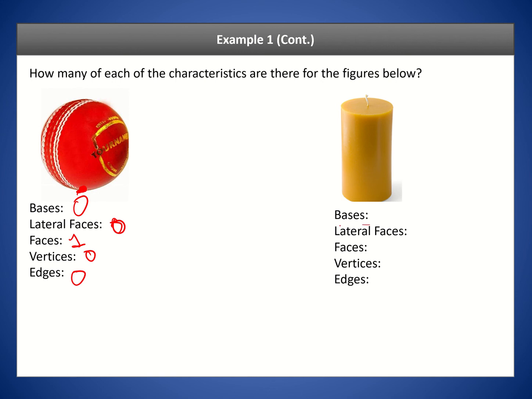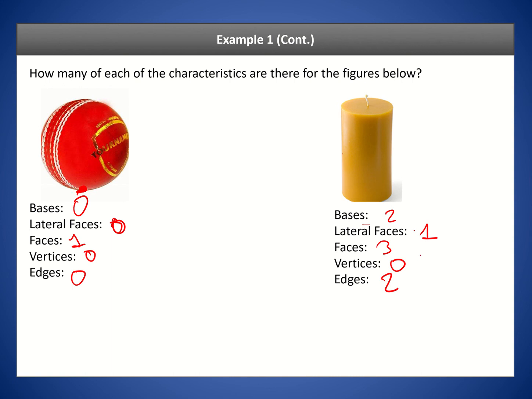Now for the cylinder, we have the 2 bases, right? 1, 2. We have the one lateral face, so that wraps around. That's 1. It's considered a lateral face. We can consider it to be such, and then that's a total of 3 faces. Now for the vertices, there are no vertices here to be seen. Now edges are a little bit tricky. You can consider this to be an edge, and that to be an edge. If you did, then that would be 2 edges, 2 boundaries there, right? So we'll consider that to be 2.